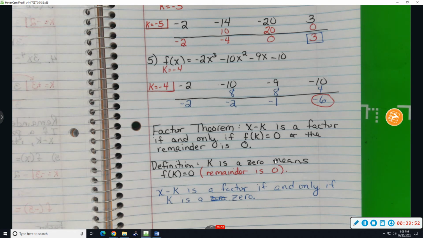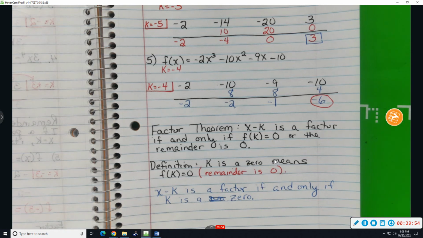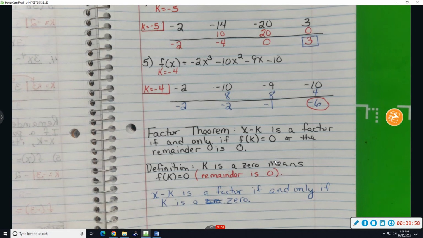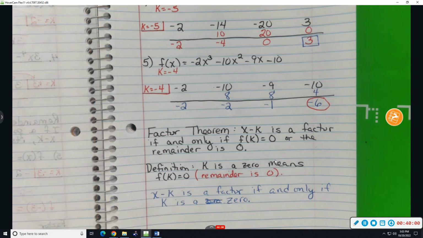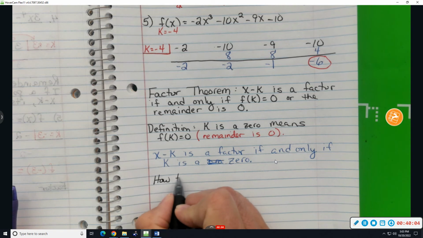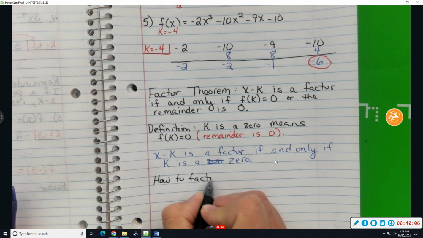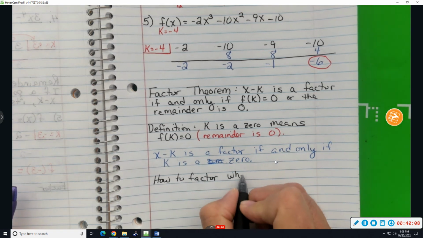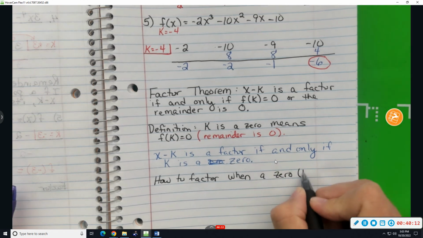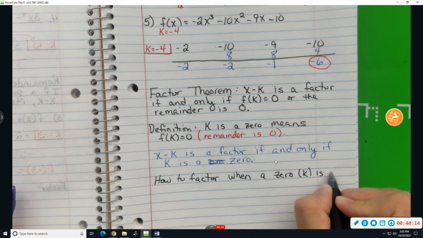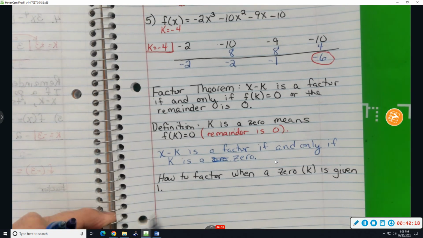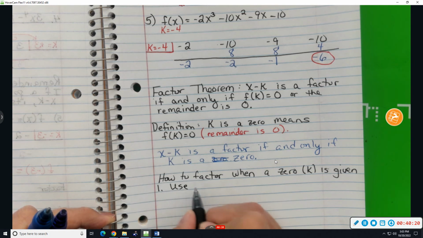How does that help you factor something? Okay, so I'm going to write out a general strategy on how to do problem number 6. How to factor when a 0, k, is given. First thing you're going to do is use synthetic division.